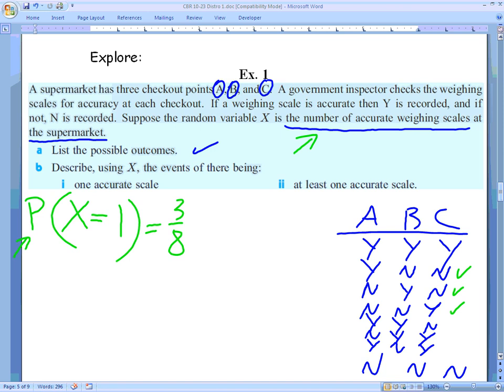At least one accurate scale. Well, again, we're using big X to represent our number of accurate weighing scales. Is at least 1, so it's greater than or equal to 1. Again, if we wanted to make that a probability, we could do it this way. Greater than or equal to 1. Well, that would be everything except for our last option. So that would be 7/8.